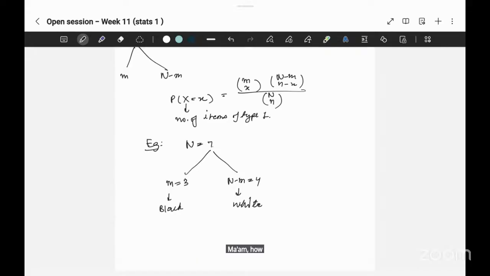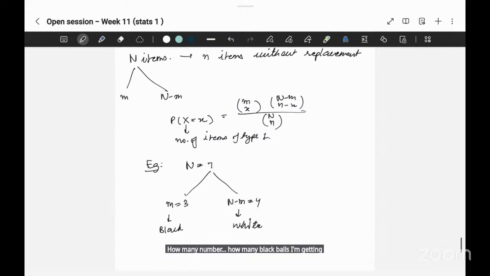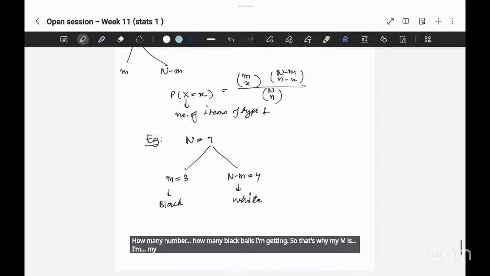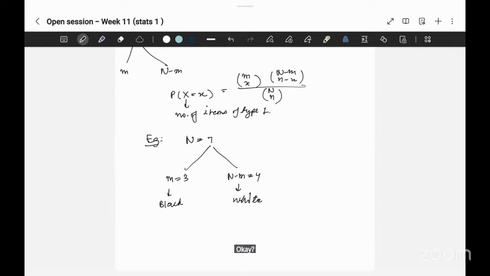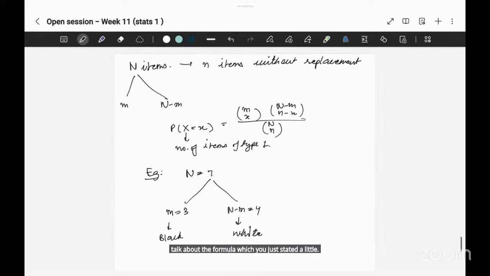Ma'am, how do we know M is black? Is there any phrase in the question that says that? See, if my question is asking for the number of black balls, in this example we were talking about the number of black balls, right? How many black balls I'm getting. So that's why I'm denoting my M as black balls. And the other, N minus M, will denote the other type. Okay? Clear? Could you once talk about the formula which you just stated? Yeah, I'm just talking about that only.